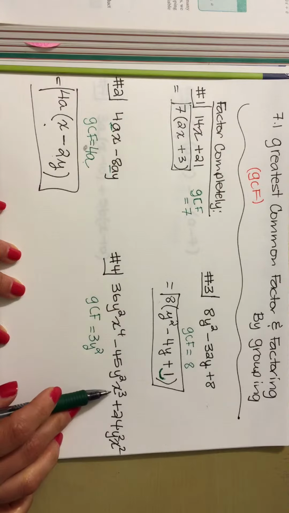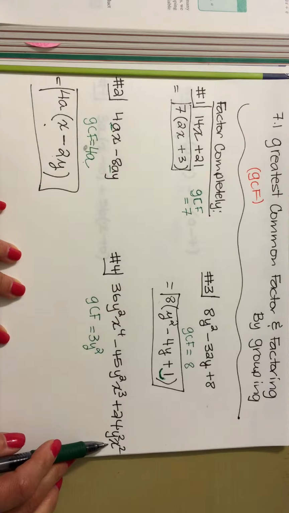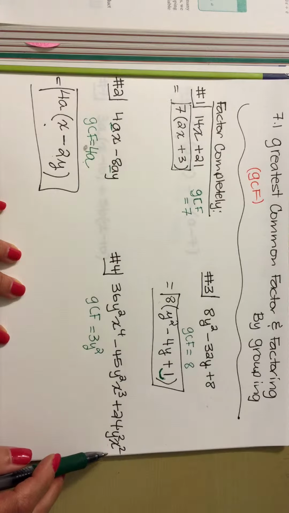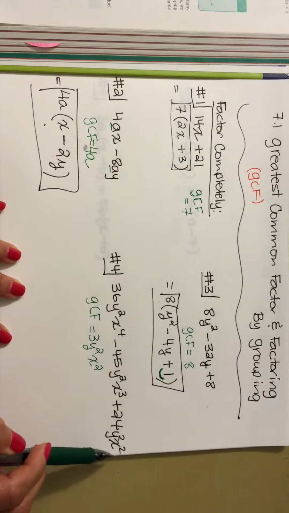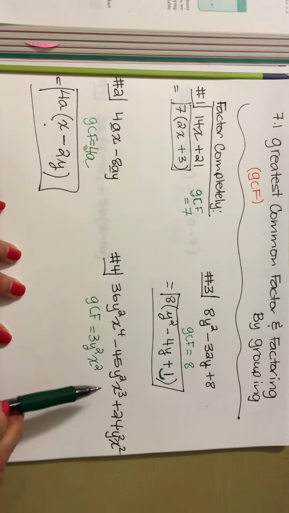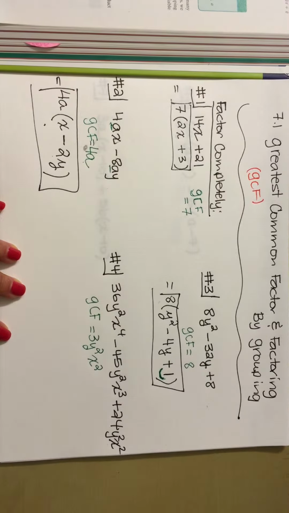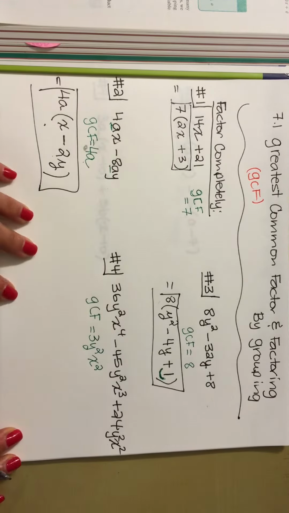X to the fourth, x cubed, x squared. All three have at least x squared. All three of them have at least two x's, so we include x squared. So if you have different exponents, just pick the smallest exponent for your GCF because that would be common to all three. Let's write what we get when we factor.